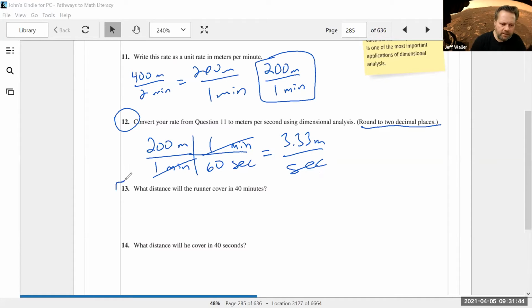Now, look at number 13. This is kind of interesting that they did that. What we just did is convert this to a rate per second. But what would I use to answer number 13? Would I use the rate per minute? Yes. So take a minute and do number 13. You know the rate up here per minute. So how far will this person go in 40 minutes? Figure that out.